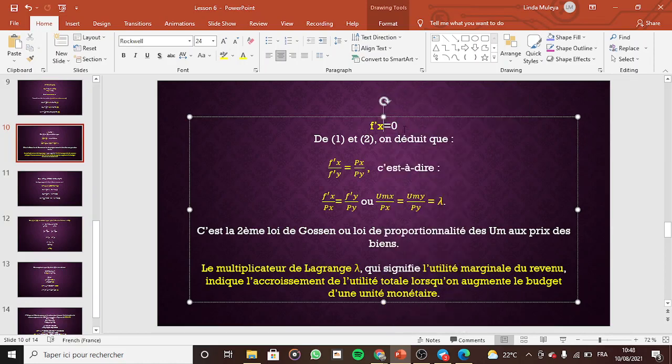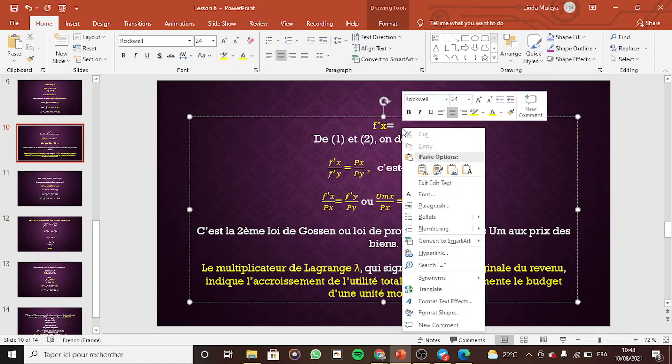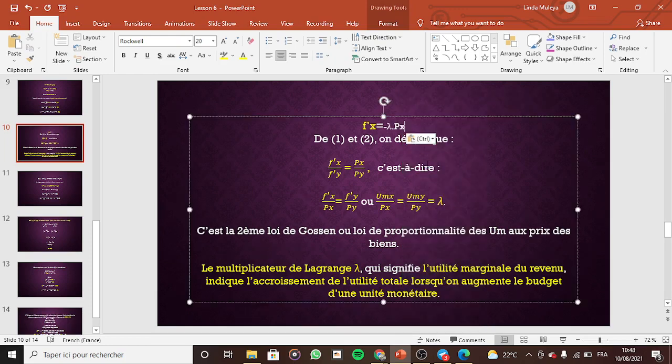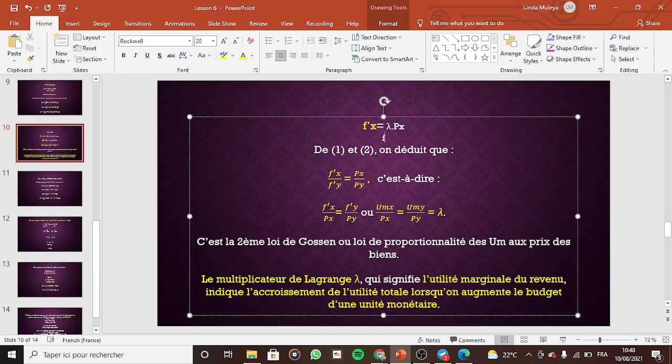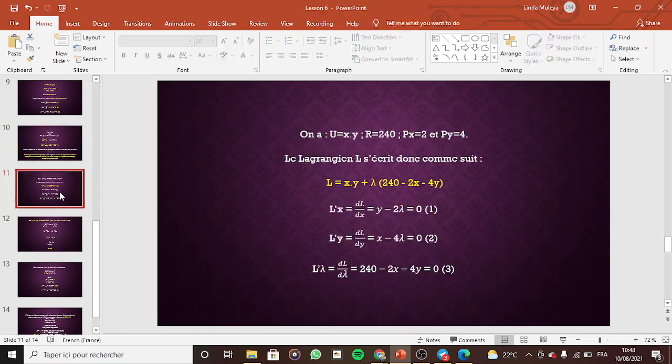So we'll cut this and it will come here. Voila. And so because we've moved it to this side, it becomes a positive now. And in the same way, for f of y, we'll get the same formula here.